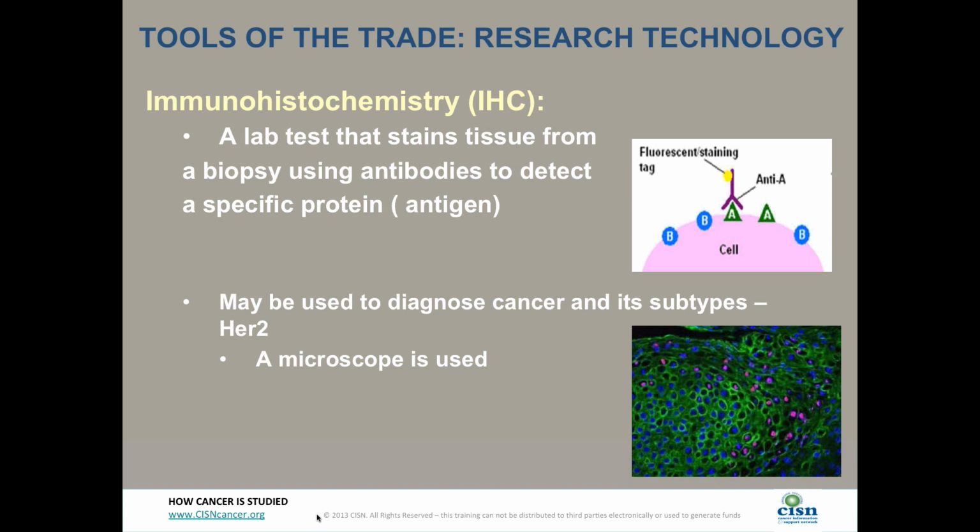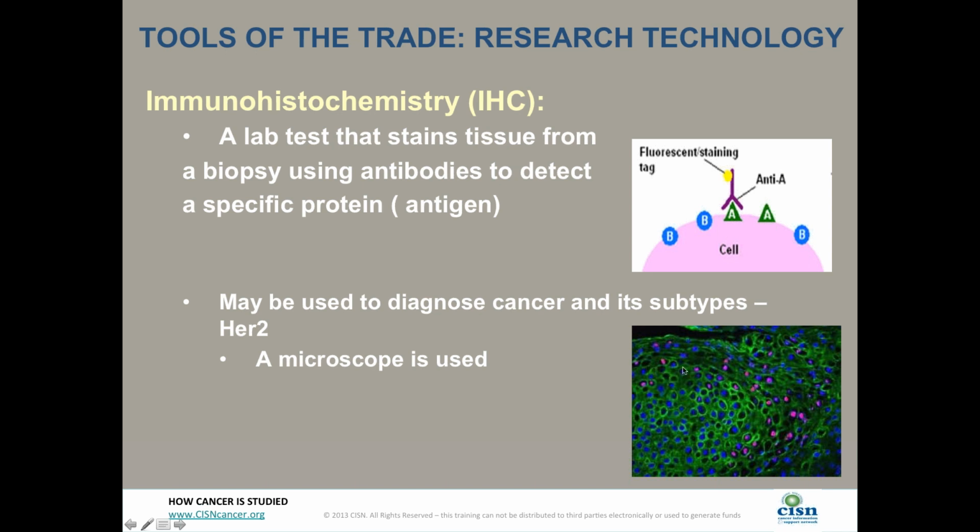Immunohistochemistry, and the acronym is IHC, and oftentimes all you see is the acronym. They are assuming you know what that means. But it is a lab test that stains tissue from a biopsy, and they're using a stained antibody to detect a specific protein, which is the antigen. And we've talked before in immunology, where the antibody will attach to the antigen, and if it's got a fluorescent stain tag on it, you can see it under a microscope. They use this in HER2 and a lot of other places. It's a test that's quite often used.